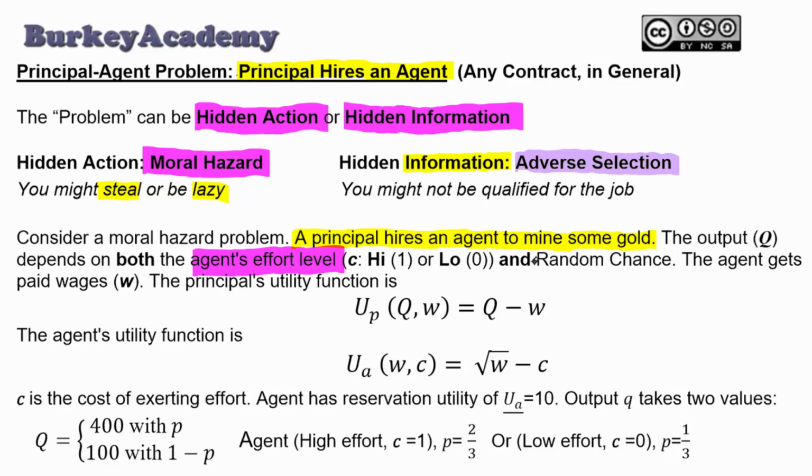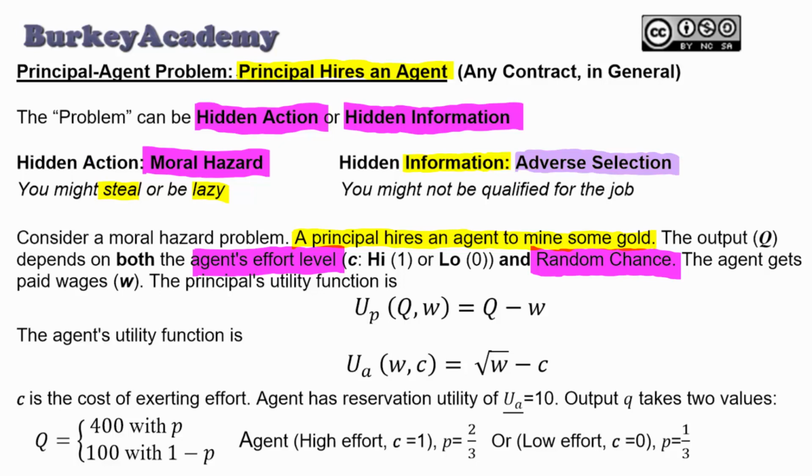Secondly, it's also going to involve random chance, because I don't know how much gold there is in this land. It might be that when the agent goes there, there are just big lumps of gold sitting on the ground, and all the agent has to do is pick them up. Or the land has gold, but it's very deep, and the agent is going to have to work very hard to find it. And if they work very hard, they might find a lot of gold, they might find a little gold. So part of this is due to random chance.